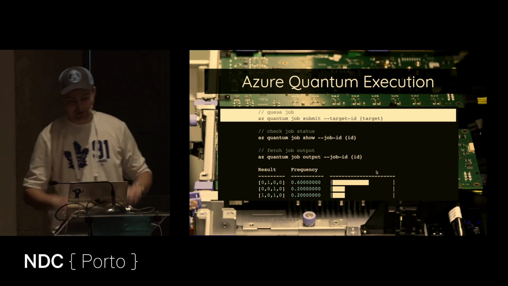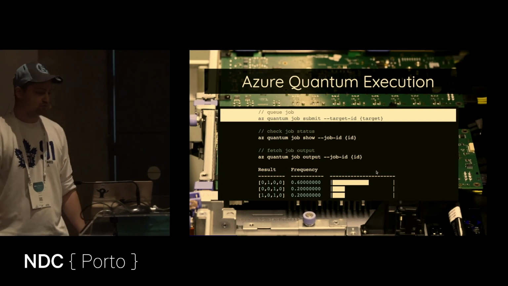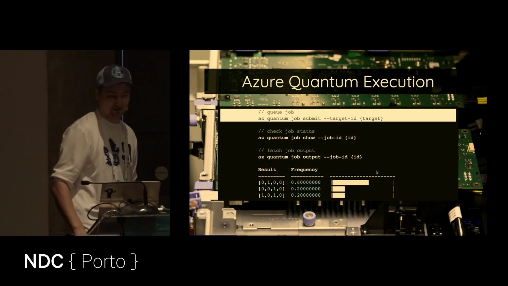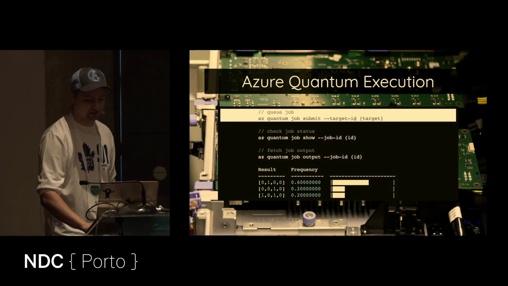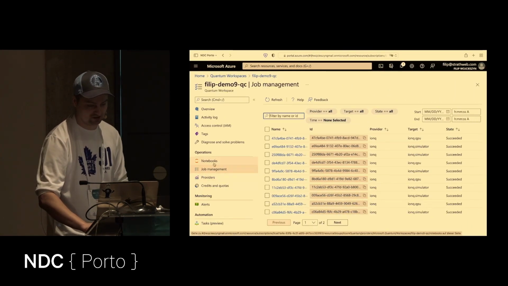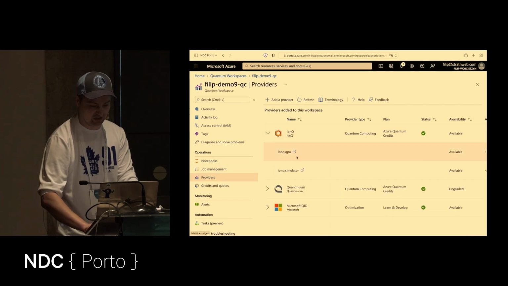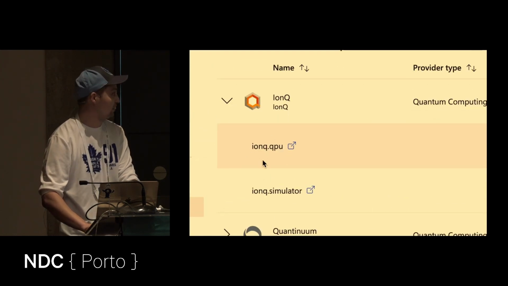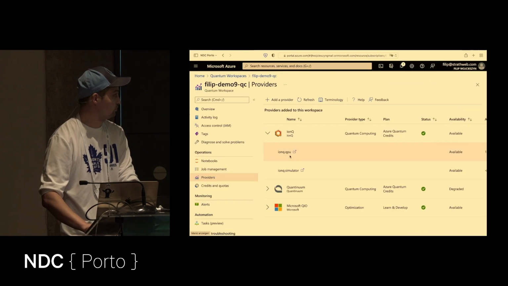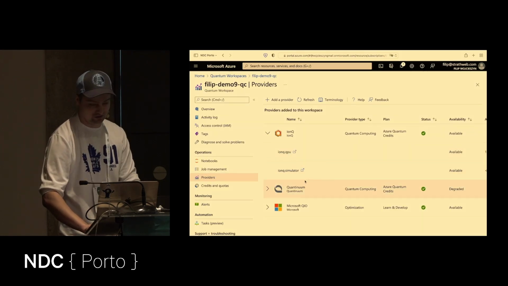And once you have your program, you would submit this program to your quantum workspace to a specific target ID. And the target ID is this moniker that is seen here. So like IonQ.QPU would tell Azure Quantum to execute this on the IonQ quantum computer, and so on.